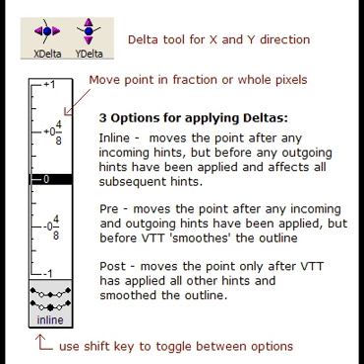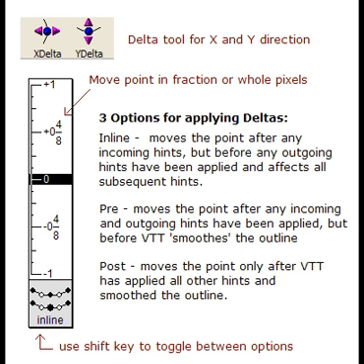When you click on a point, this delta menu appears. The move can be made in fractions of pixels and can be applied before or after other hints on the glyph. These options can be accessed by pressing the Shift key while in the delta menu. The three options are as follows.